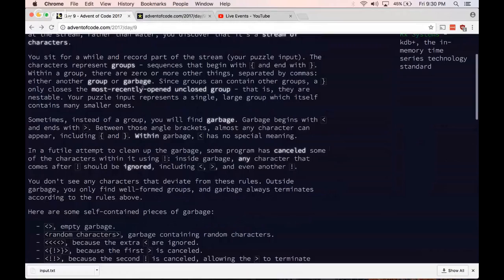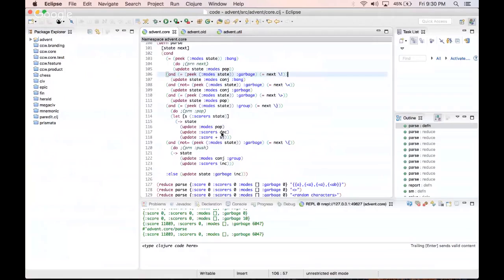Okay. Groups can contain other groups. Okay, close paren only closes the most recently closed. They're nestable. Single, large group, which contains many smaller ones. All right. Garbage begins with this and ends with this. Between them, almost any character can appear. Within it, this has no special meaning. So, okay, then we have our thing here. We're only going into garbage state when we're not already in garbage state. All right, then let's see, peek. This gets us out of garbage state. Good.